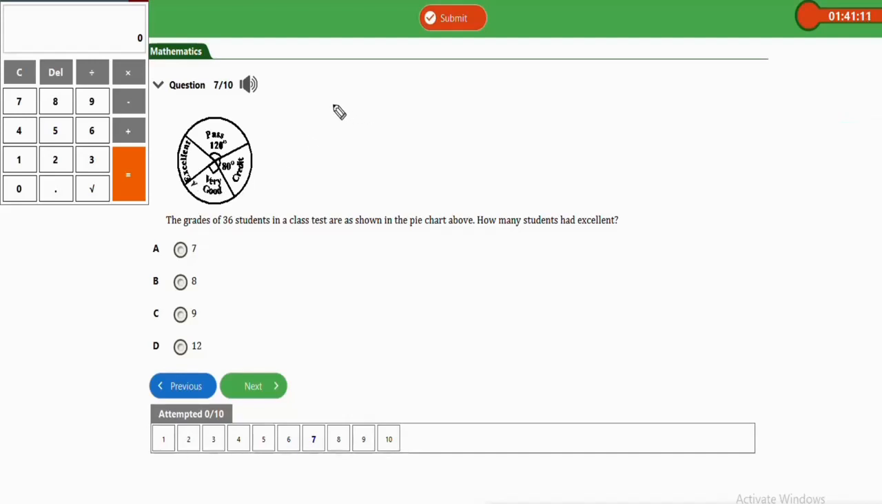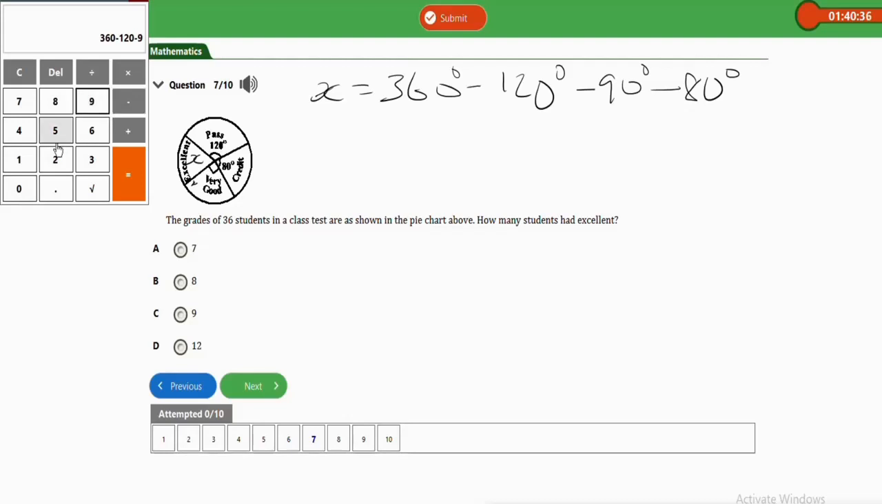Alright, so it will now be, let's call the degree of excellent student here x. It will be x degrees equals 360 degrees minus 120 degrees minus 90 degrees for very good, minus 80 degrees. So let's punch this in the calculator. So we have 360 minus 120, minus 90 minus 80. So we have the output to be 70.